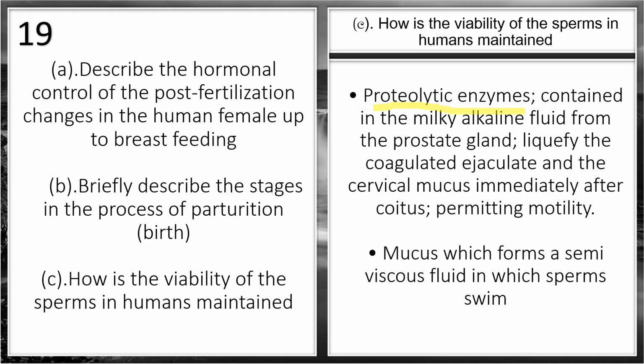Proteolytic enzymes contained in the milky alkaline fluid from the prostate gland liquefy the coagulated ejaculate and the cervical mucus immediately after coitus, permitting mobility. Mucus forms a semi-viscous fluid in which the sperms swim.